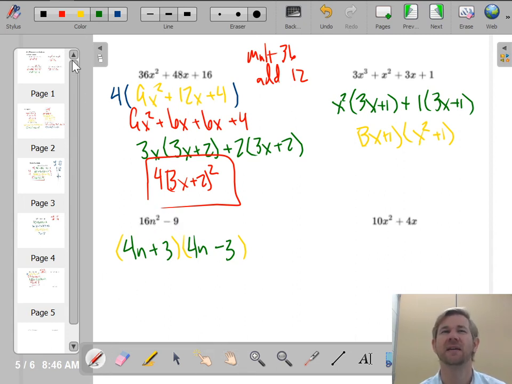If I want to get a minus sign, I need to put a plus and a minus, because positive 3 times negative 3 is negative 9. Now, you can kind of check it. If you FOIL it out, you're going to get 16n squared minus 12n plus 12n. Those cancel out, minus 9. So the reason that this works is the outer and the inner terms cancel out.